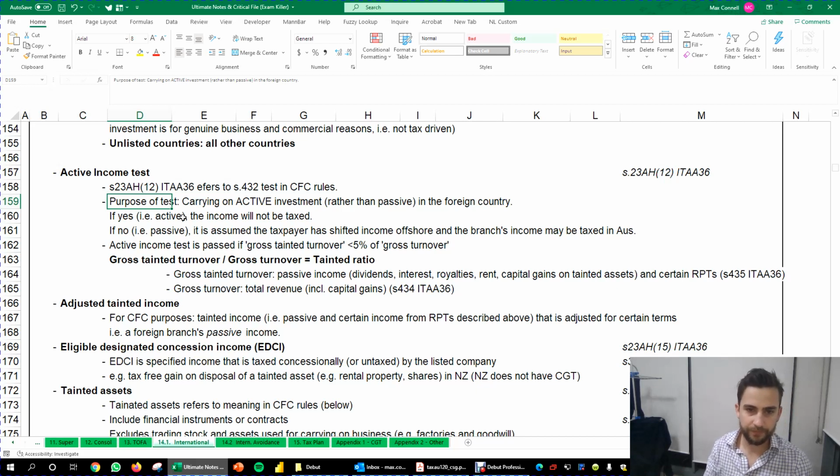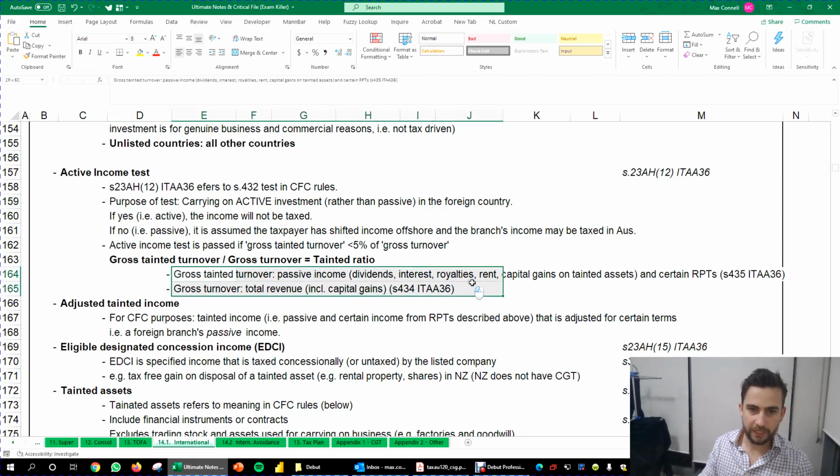So the active income test is passed if gross tainted turnover is less than 5% of gross turnover. The definitions of what these mean: gross tainted turnover is passive income, i.e. dividends, interest, royalties, rent, capital gains, and tainted assets. And gross turnover is total revenue. So in other words, your active income, i.e. the non-passive income, needs to be 95% of your gross revenue, basically.